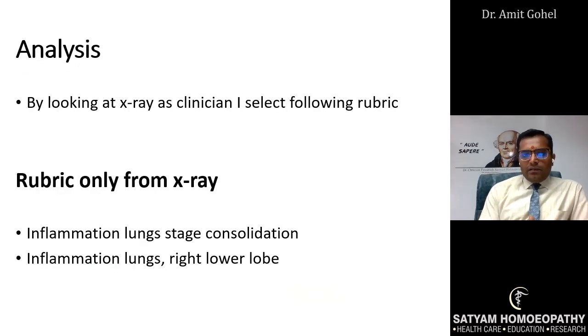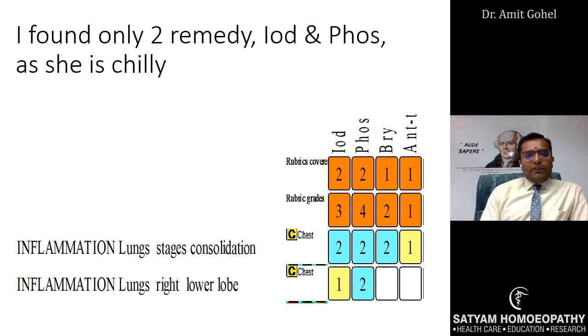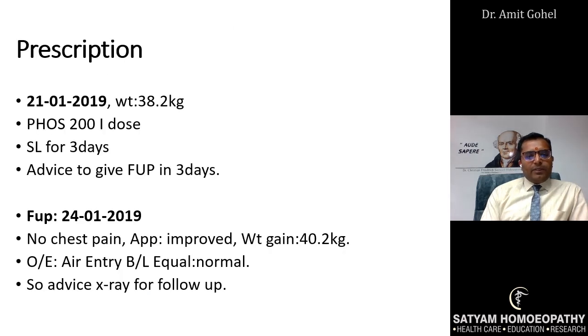So, analysis. As a clinician, I think that we need to prescribe based on the presenting totality. By looking at the X-ray, I found two rubrics: inflammation of lung, stage of consolidation, and inflammation of lung, right lower lobe. Combining both rubrics in a repertorial totality, I found only two remedies: iodine and phosphorus. As she is chilly and losing weight, I prescribed her phosphorus 200 on 21st of Jan, one dose, and advised her to follow up within 3 days.